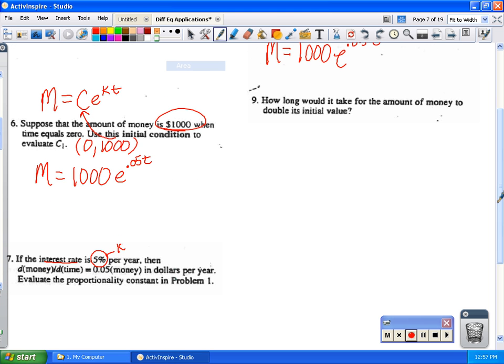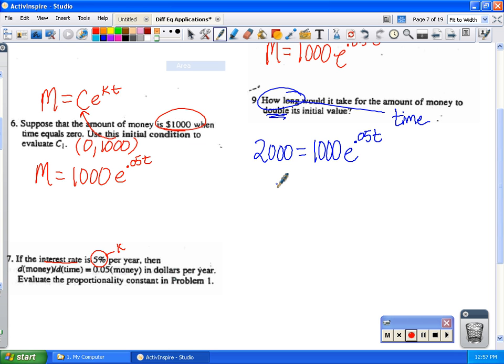The last question says, all right, how long? So this time I'm not looking for money, I'm looking for time. How long will it take to double my initial investment? Well, my initial investment, or my initial value, was 1,000. Doubling that gives me 2,000. So I'm substituting that into money because remember, I'm trying to figure out how long that will take. I can divide both sides by 1,000 and get 2 equal to e to the 0.05 t.